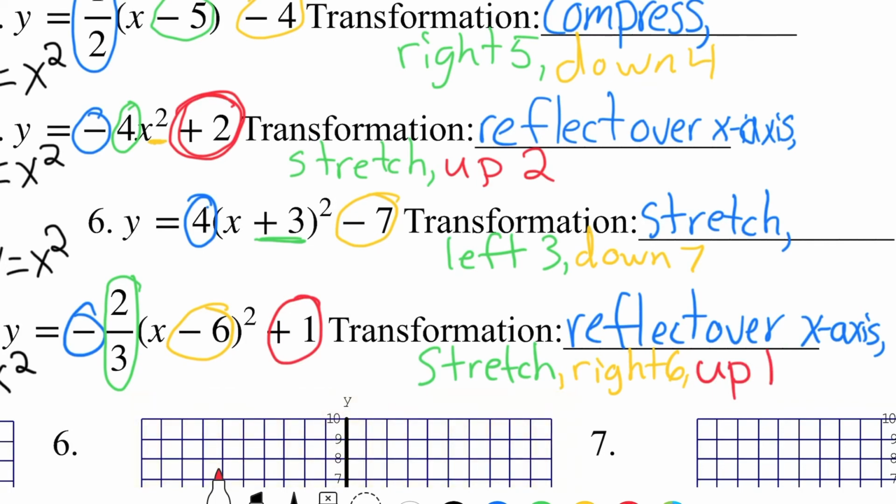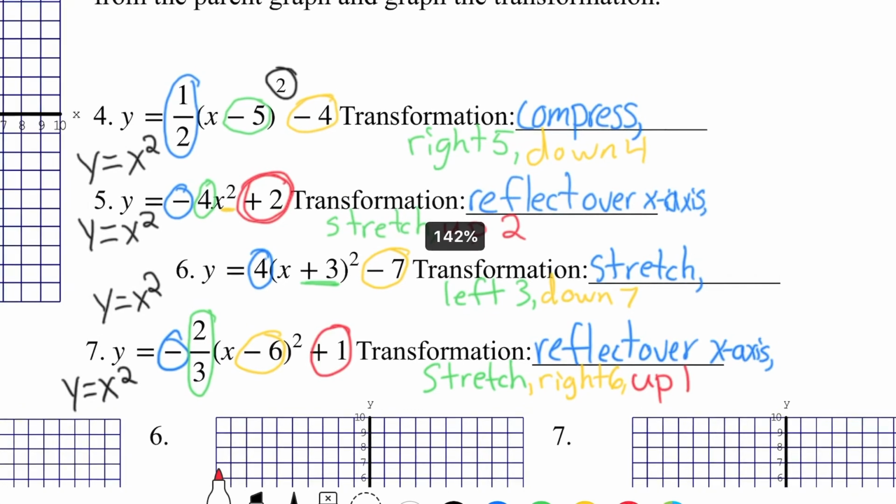So those are your transformations for 4 through 7. And then on the graphs, all you're doing is graphing the transformation. So you're going to graph what is there. If you need help with that, please email me and I will help you.